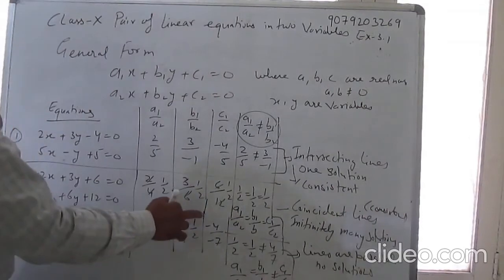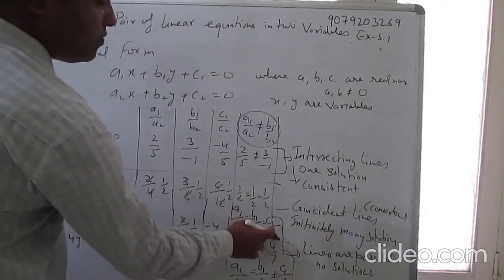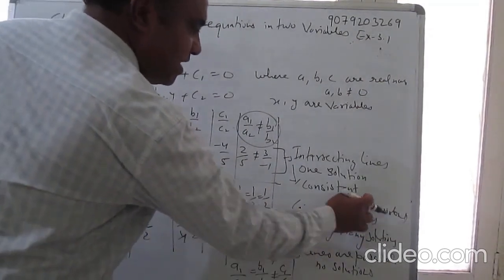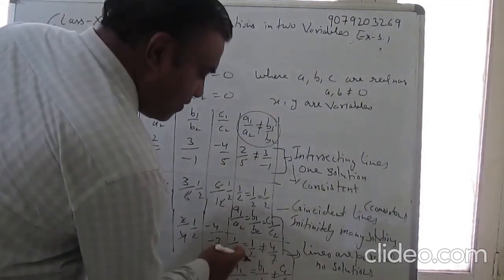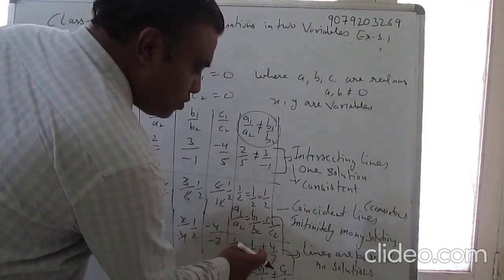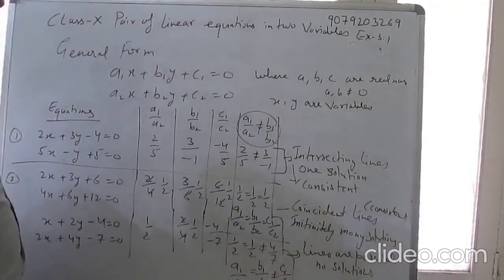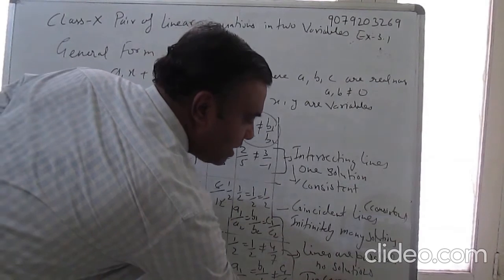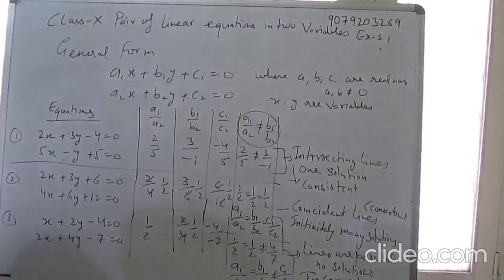Or in this condition, a1 upon a2 equals b1 upon b2 equals c1 upon c2: coincident lines, infinitely many solutions, and it is called consistent because it gives a solution. And 1 upon 2 equals 1 upon 2 not equals 4 upon 7 means the first two ratios are equal and the third one is not equal. Lines are parallel, no solution. It is called inconsistent lines.